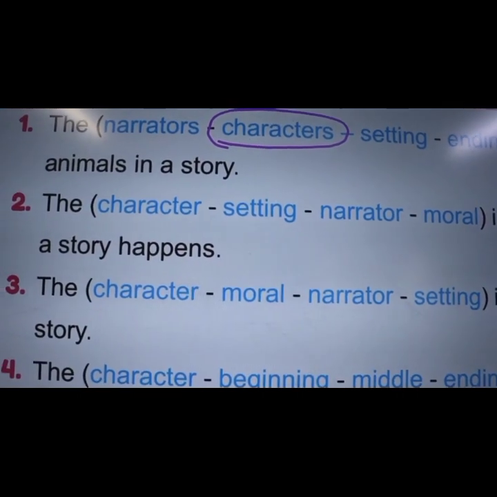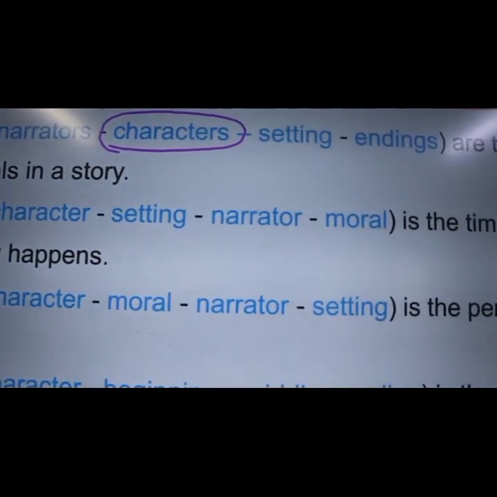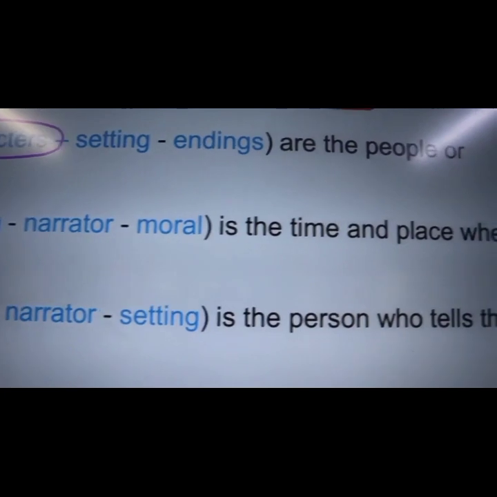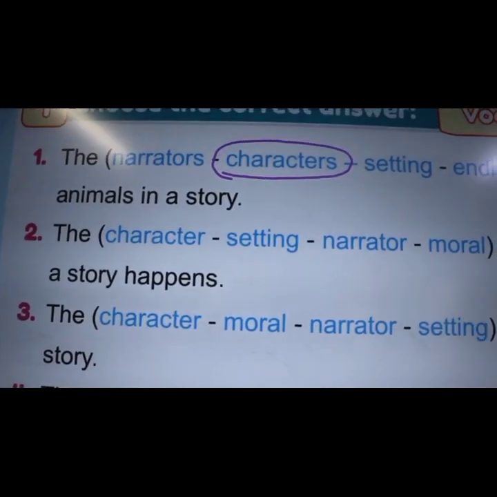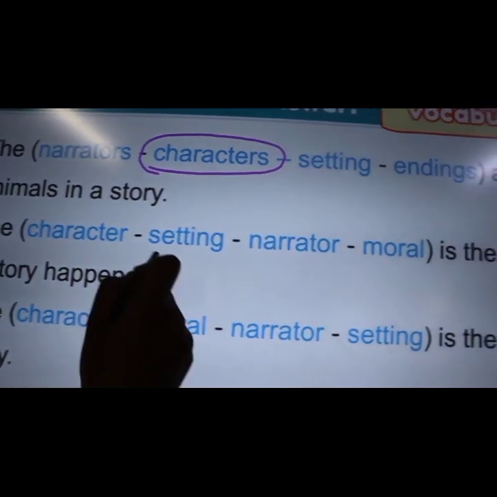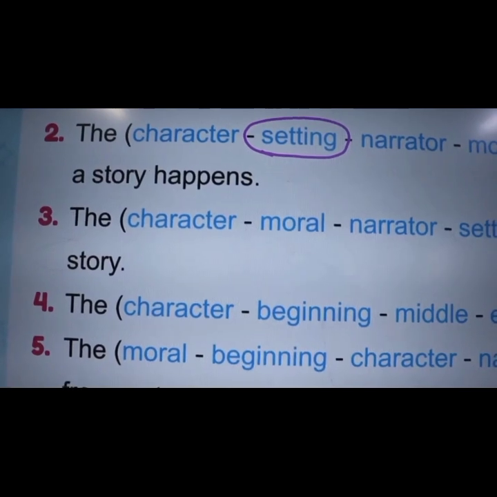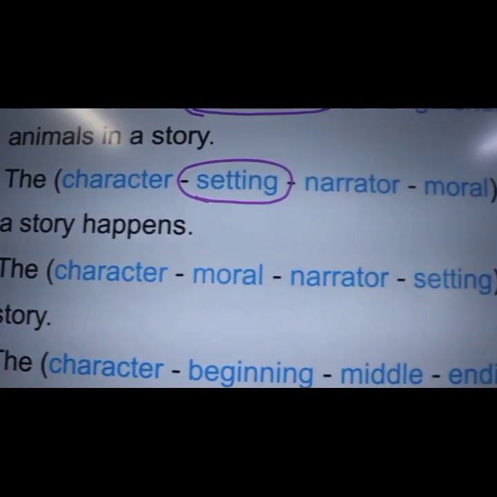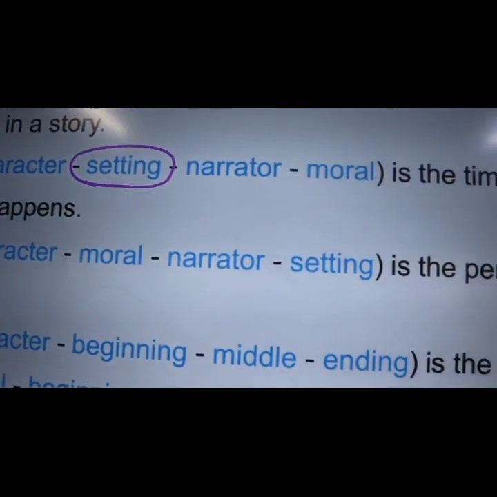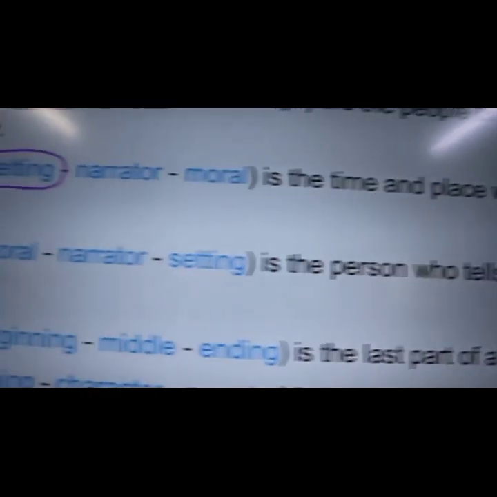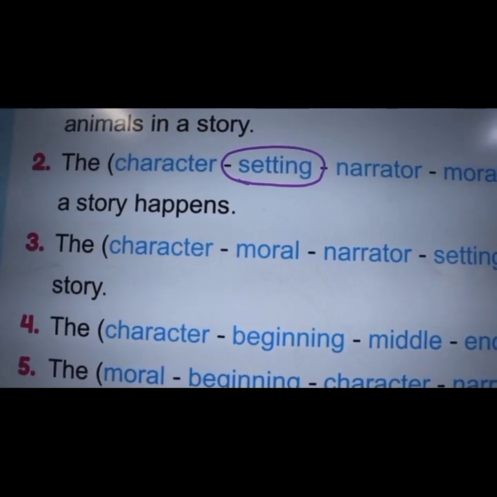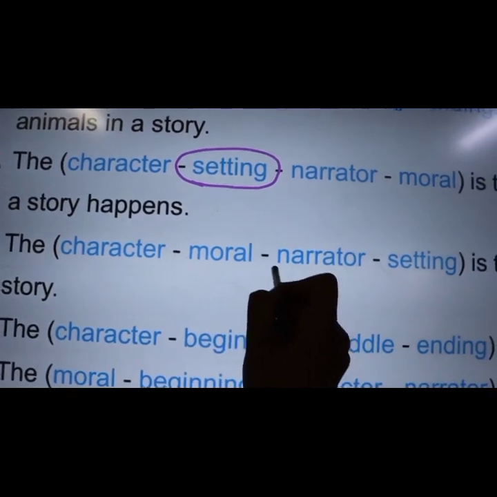Number 2. The character or setting or narrator or moral is the time and place where a story happens. The time and the place of a story, we call it setting. The answer here is setting. Number 3, the character or moral or narrator or setting is the person who tells the story. The someone who tells us the events of the story, we call him a narrator.